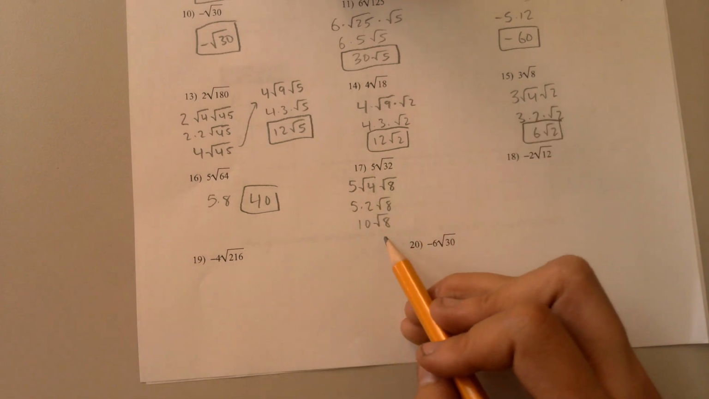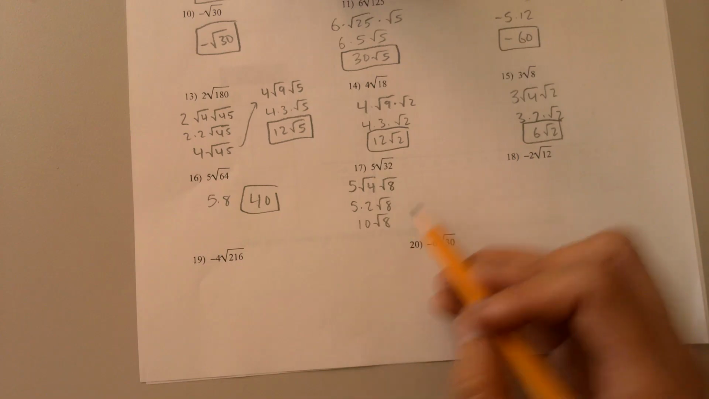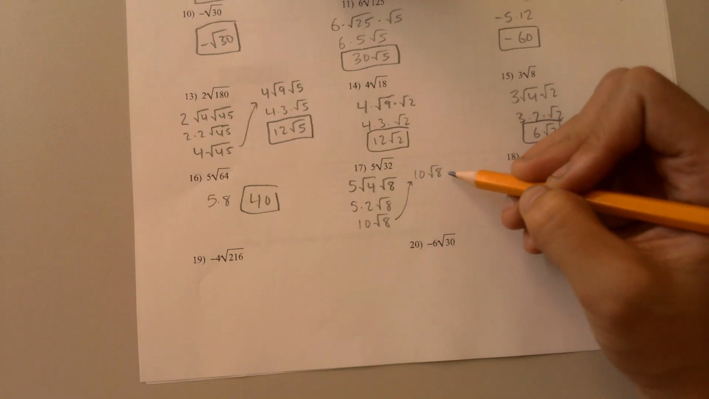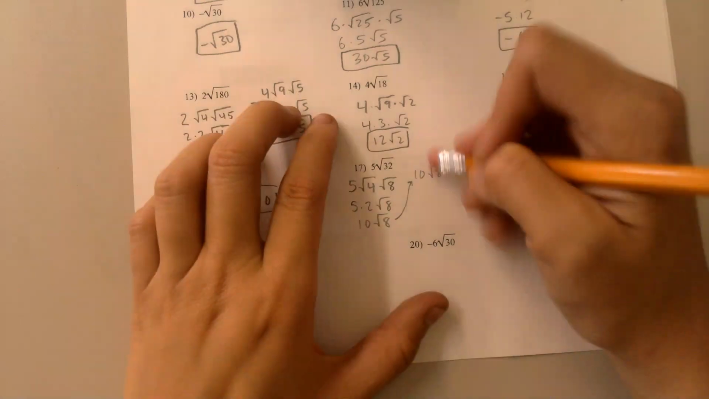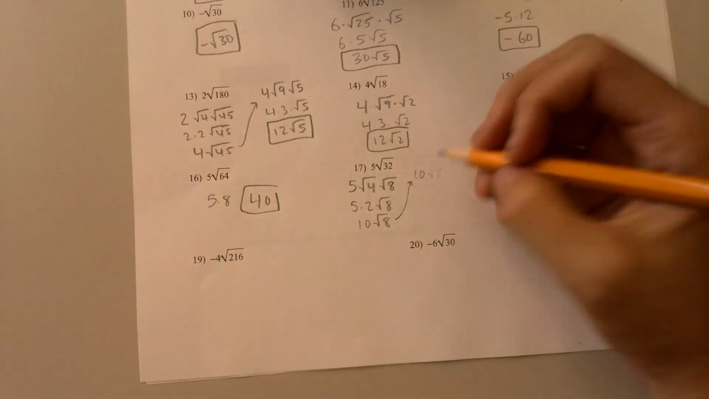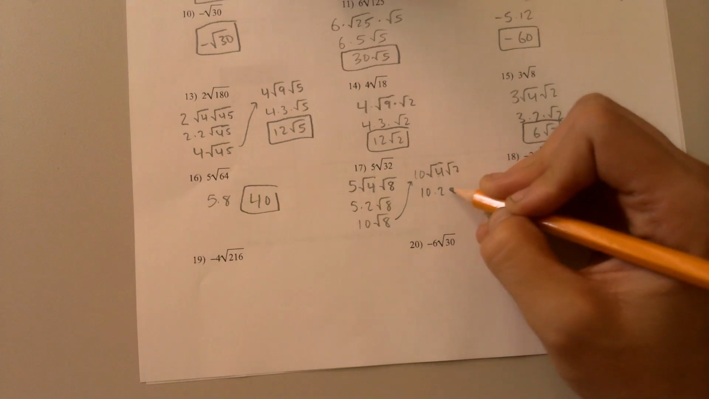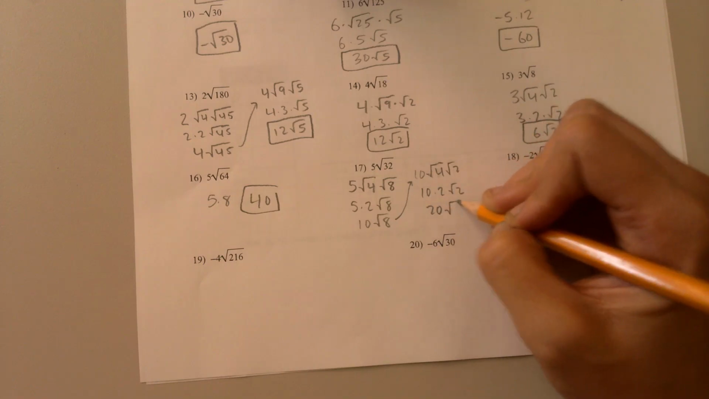Then we do 5 times 2 times root 8, 10 times root 8. You think you're done? No, because we can keep simplifying 8. So we have 10 root 8. Wait, I just wrote the same thing. That can be 4 and 2. 10 root 4 root 2. 10 times 2 times root 2. 20 root 2.